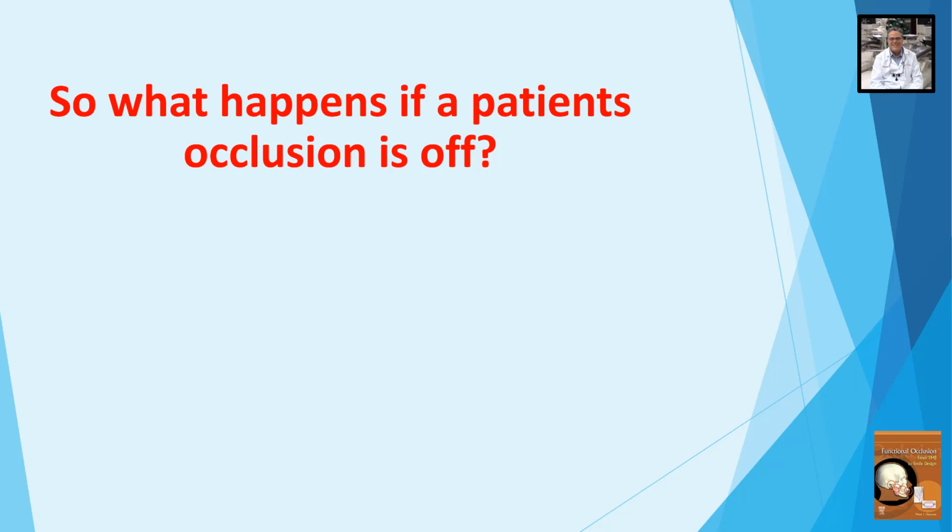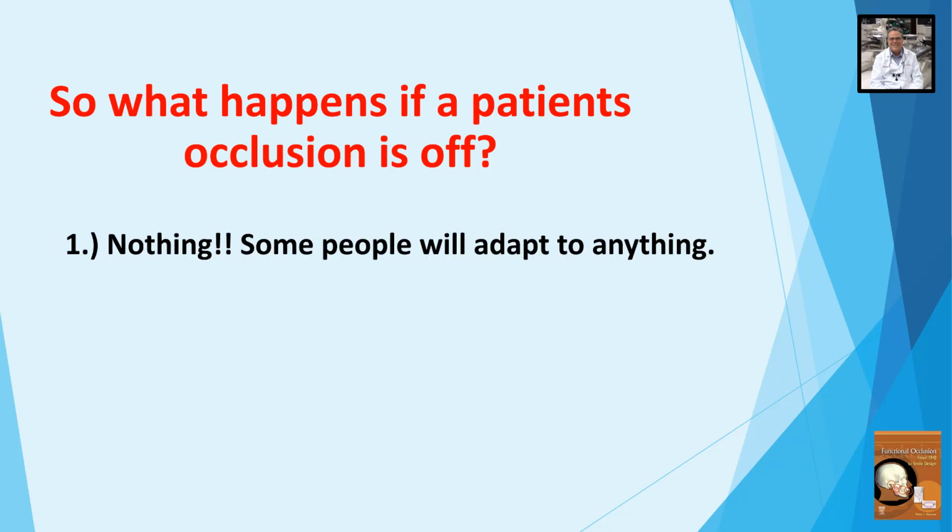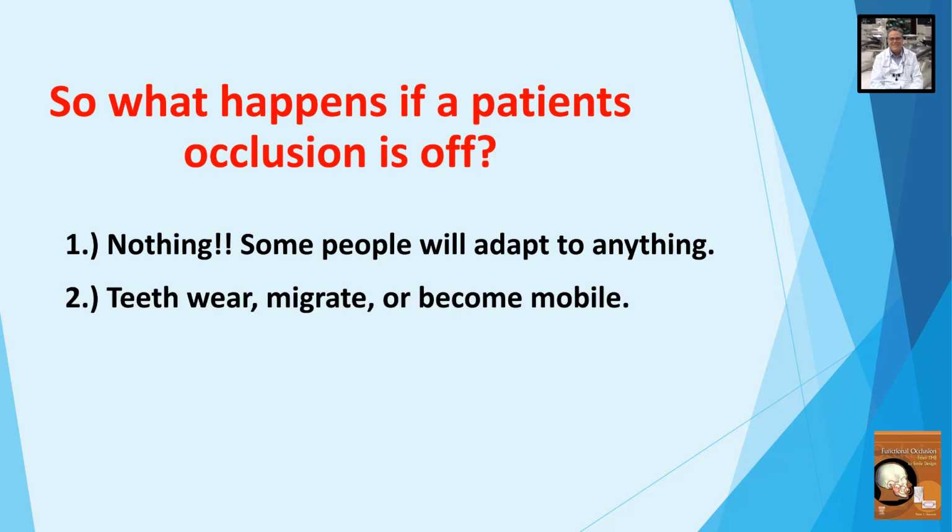So you've done your exam, you've made some notes. Now you have yourself a clinical assessment and evaluation of their total occlusion and/or TMD potential. So the question is, what happens if the occlusion's off? And I refer back to the way that Dr. Cranham expressed it earlier. It could be nothing. Some people adapt, and many will. And so nothing can occur if the occlusion's off.